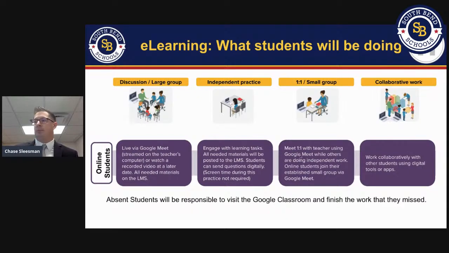Small group, again, meet one-on-one with the teacher using Google Meet. While others are doing independent work, online students will join their established small group. In collaborative work, again, using those digital tools, students can do slides, they can do a document, and collaborate together on those things.